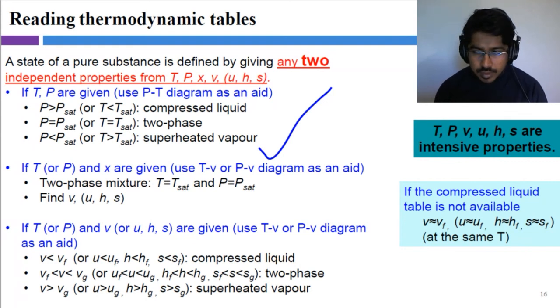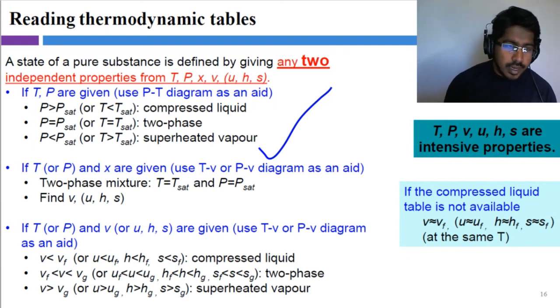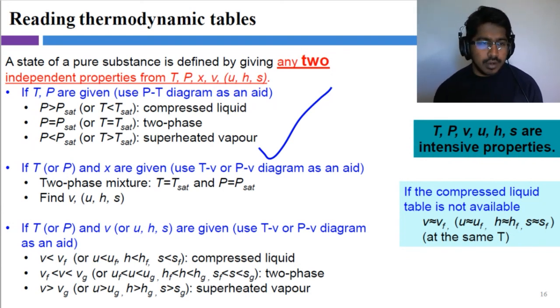Perfect. So if temperature and X or pressure and X are given, then definitely you know that this is a discussion about the two-phase region, right? So we have to look into the saturated liquid-vapor tables, because X cannot be defined for compressed liquid or superheated regions. So if there's X involved, we have to look into this table, right?